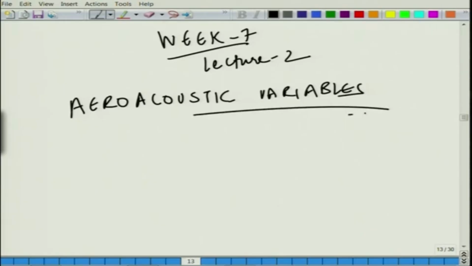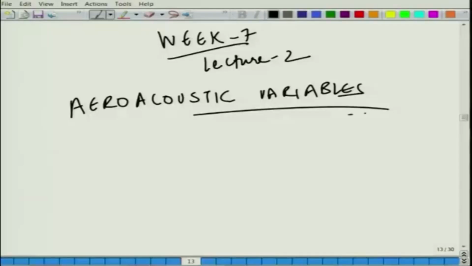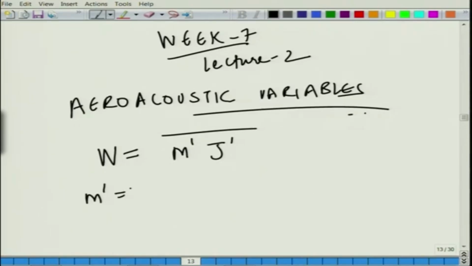So, the need for defining new variables, aeroacoustic state variables, means that we want to add a few extra terms to the classical variables, in order to better incorporate the convective effects of mean flow, Mach number M naught. The total acoustic energy flux or acoustic power carried by a mean flow is given by m dash and a dash, where the bar indicates an average over the radius. So, m dash is your perturbation in the mass velocity.